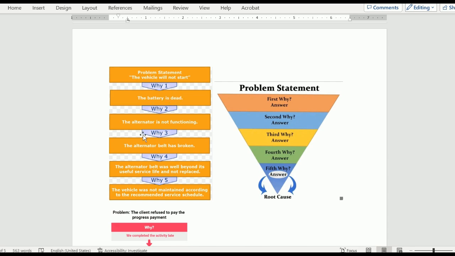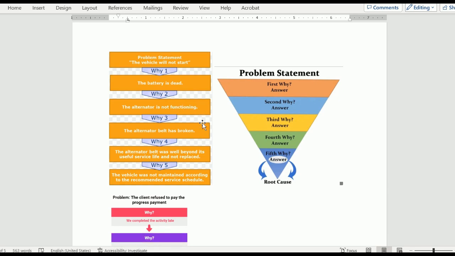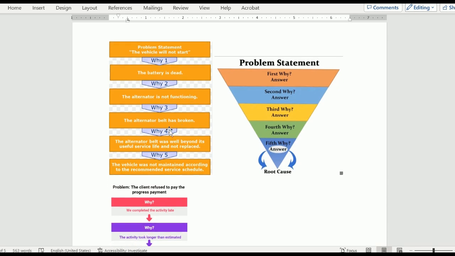Why is the battery dead? Because the alternator is not functioning. So why is it not functioning? Because the alternator belt has broken. So why is it broken? The alternator belt was well beyond its useful service life and was not replaced.